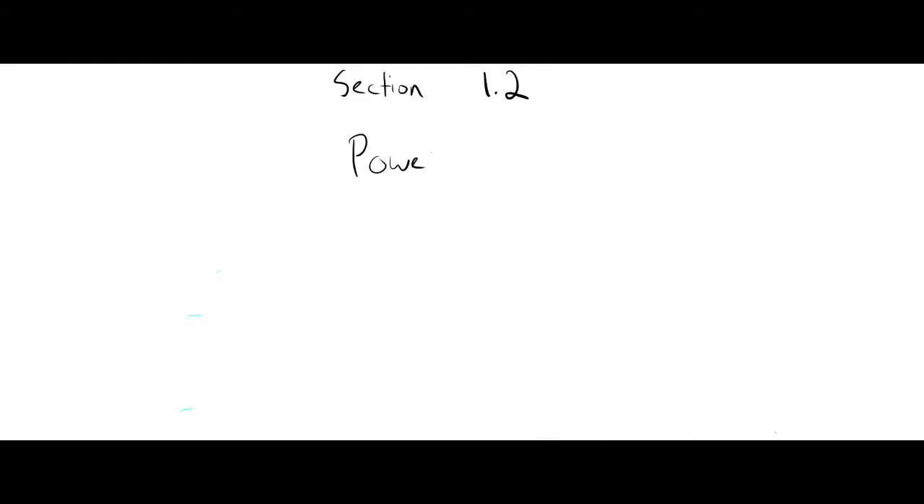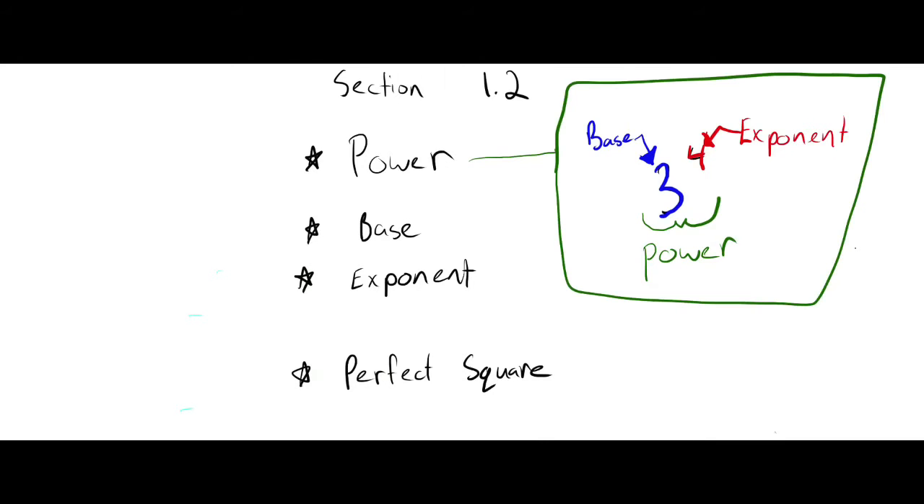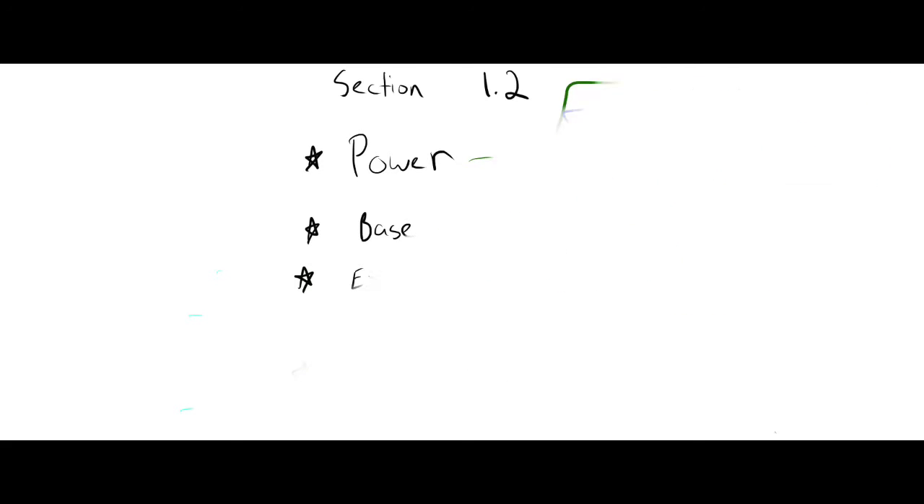All right, on to section 1.2. Here are the words power, base, exponent, and a perfect square. So base is the main number in a power. The exponent is the little number above it, and the whole thing is the power. So power, base, and exponent. We'll come back to perfect square.